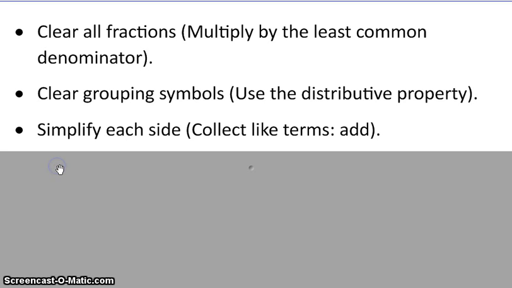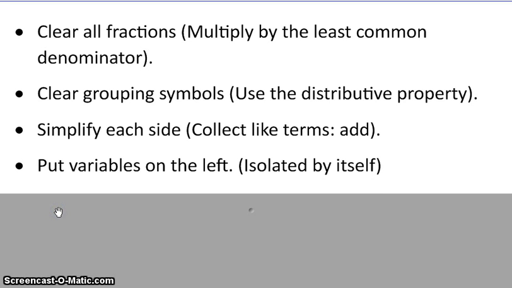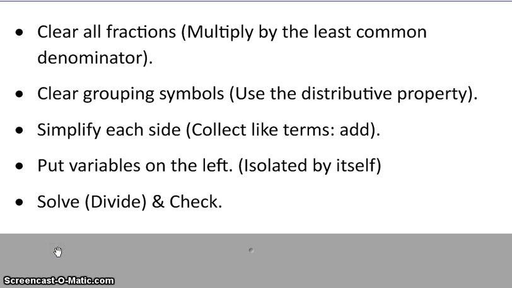Step number 3 is to simplify each side, which means to collect terms on each side of the equal sign, and to do that I will be adding. Step number 4 is to isolate the variable. Notice my step 4 says to put the variable on the left. It doesn't matter, I prefer it on the left. And if all 4 steps have been followed, then step number 5 is to solve, and to do that you will divide. And I always think it's a good idea to check.